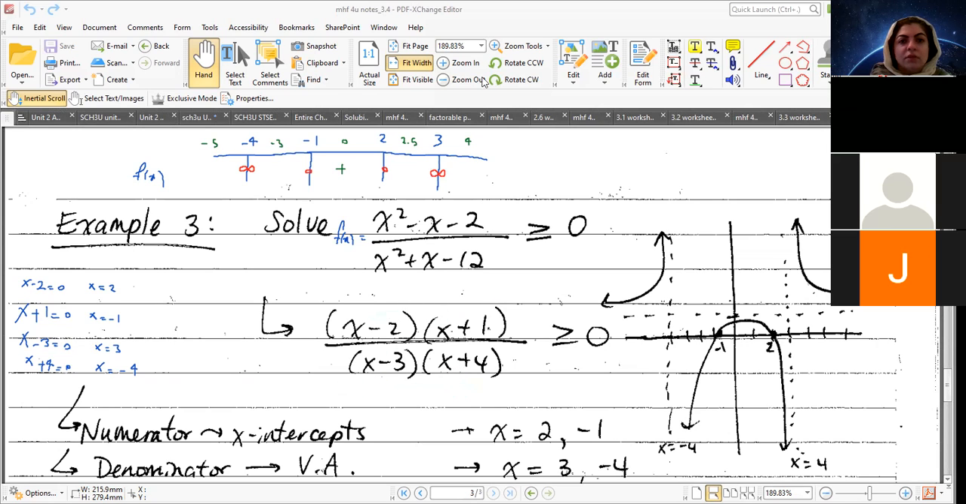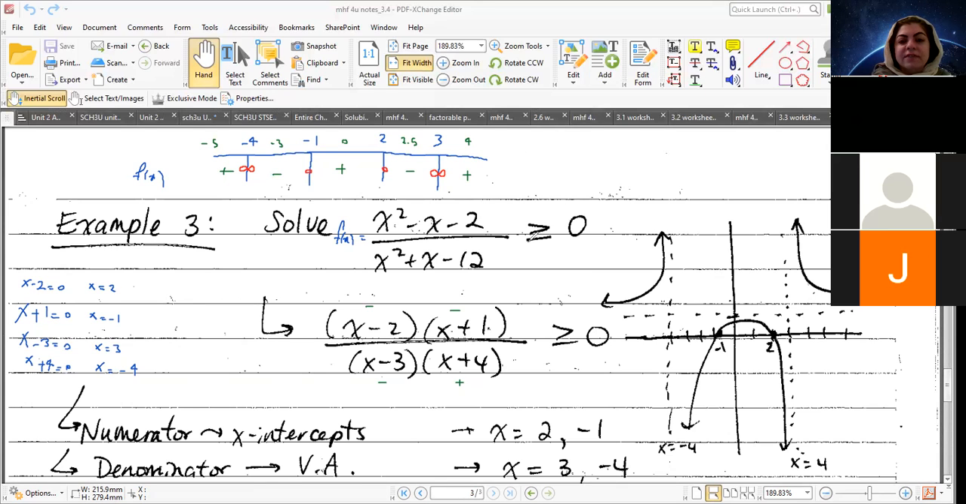Now I'm going to choose the other ones. Let's choose -3. If you put -3 minus 2, it's negative. -3 plus 1 is a negative number. -3 minus 3 is negative. -3 plus 4 is positive. So I have 3 negatives here, so overall it's negative. Then you can choose -5. I know the answer is positive. I know 2.5 will be negative, and here is going to be positive. But you have to check it yourself.